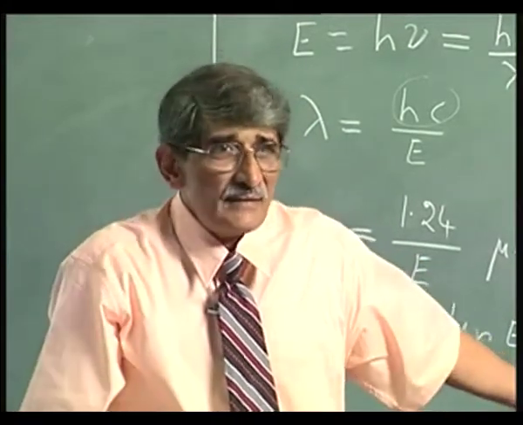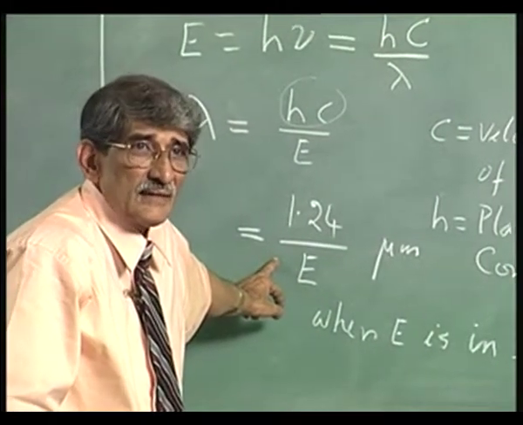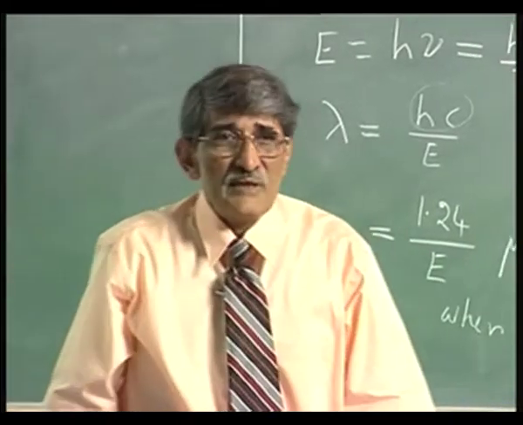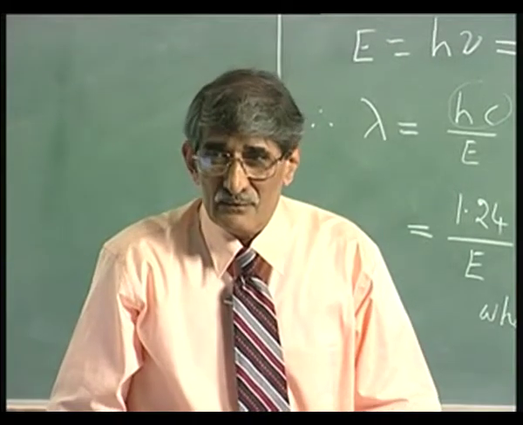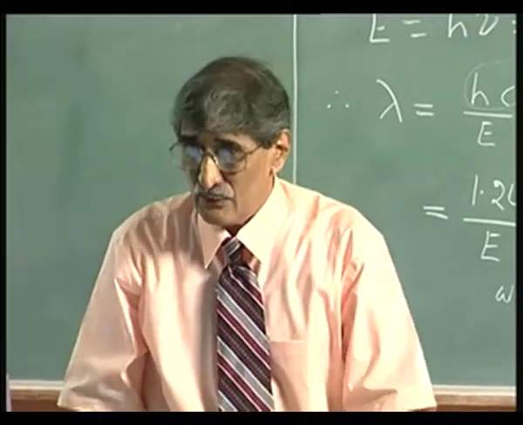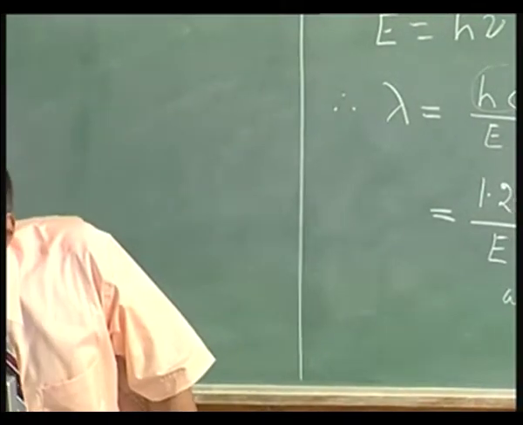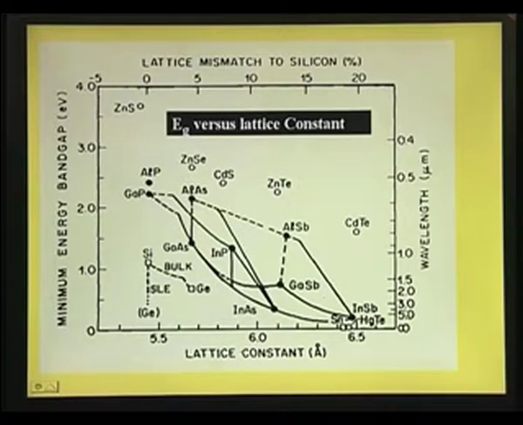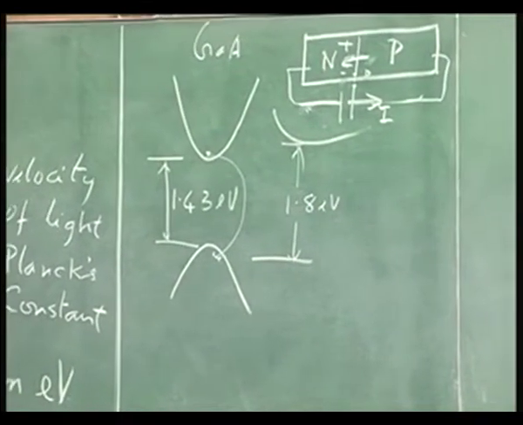Now, if you use gallium arsenide, the wavelength that you get will be actually 1.24 by E, that is about 0.87 microns. 0.87 micron is something which you cannot see. It is not a visible light, it is infrared radiation. So, it cannot be used for making light emitting diodes. But the wavelength that is projected here on the right hand side of this diagram is the wavelength corresponding to a transition like this, corresponding to the band gap.